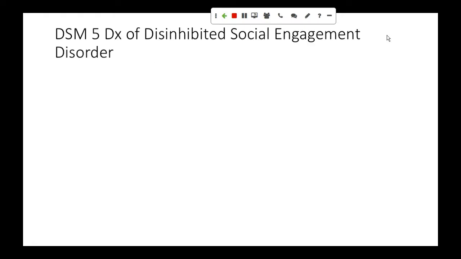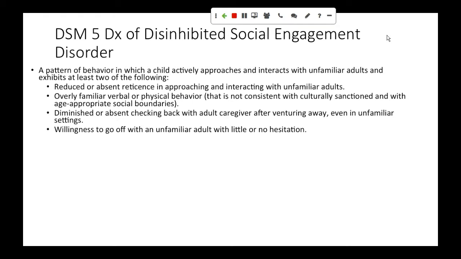So the flip side is DSED, disinhibited social engagement disorder, which is pretty similar in a lot of ways, it just manifests the opposite. So these are kids who actively approach and interact with strangers. They're not shy, they're not cautious, they're not hesitant. These are the kids who sit on people's laps that they don't know. These are the kids who say, will you be my mother? Can I go home with you? Things like that. They don't check back with the caregiver that they came with. They wander off. And because of this, they are often very vulnerable because they're willing to go off with anybody.